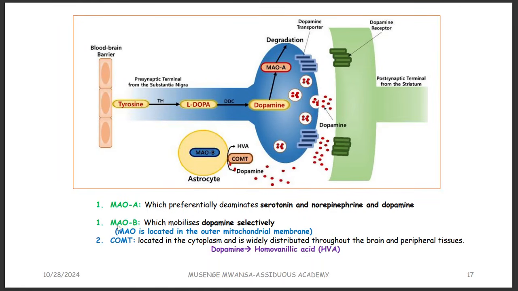So the MAO-B itself is the enzyme that is breaking down the dopamine. But the inhibitor for this enzyme that is breaking down the dopamine is going to increase the dopamine, so it will be highly exciting the postsynaptic cell.